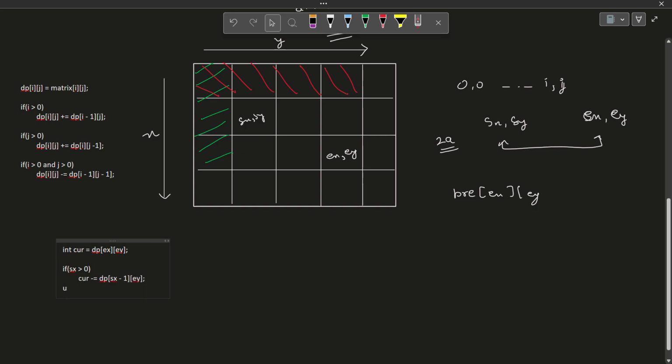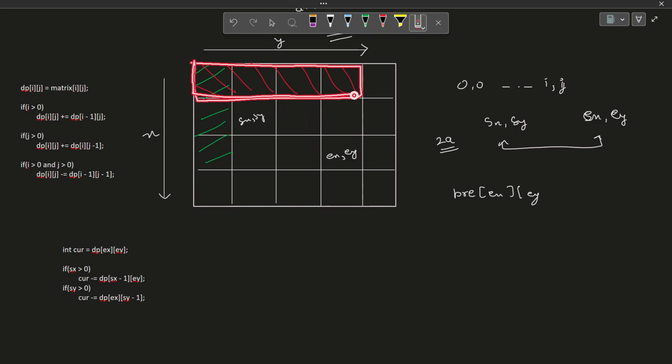If my end y or start y is greater than 0, I am going to do current minus equals dp of end x sy minus 1, right. So basically let us just study what we have just done. If sx is greater than 0, sx is basically this particular row. I am going to subtract sx minus 1 and ny. So ny is this particular column, and sx will now become sx minus 1. So I am going to subtract this whole part, the upper part, right.